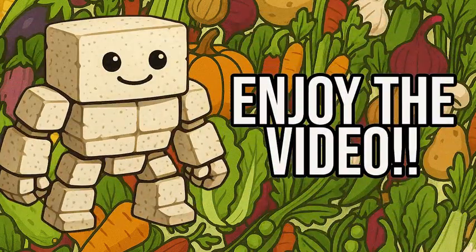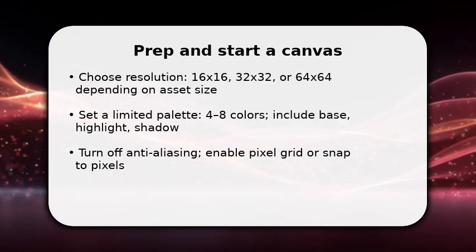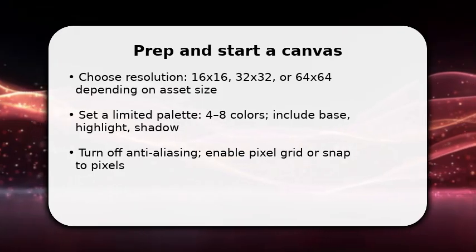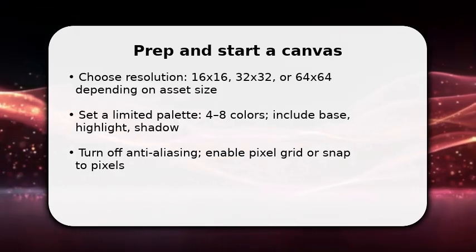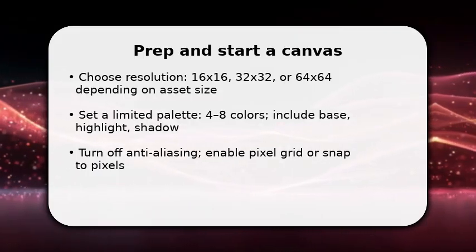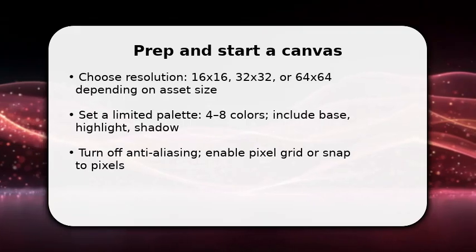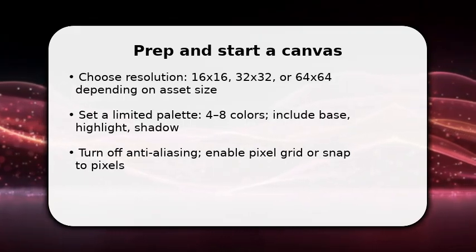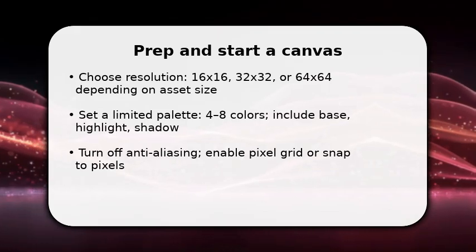Please enjoy the video. You begin by picking a target size and limiting choices. 16x16 or 32x32 works for sprites. Once chosen, create a canvas and set your palette to 4/8 colors so shapes read clearly. Turn off anti-aliasing and enable pixel snapping to keep edges crisp.